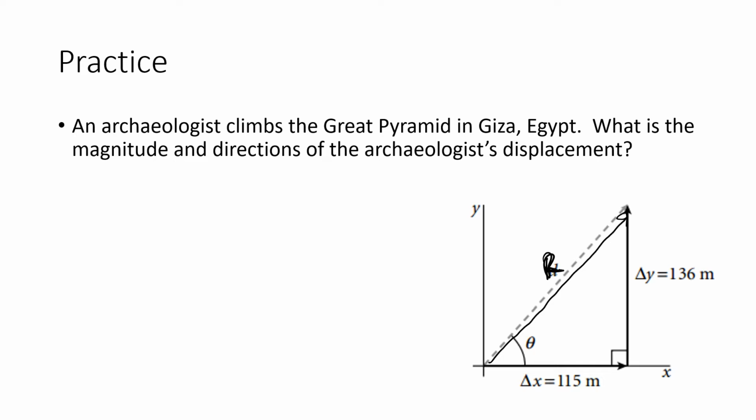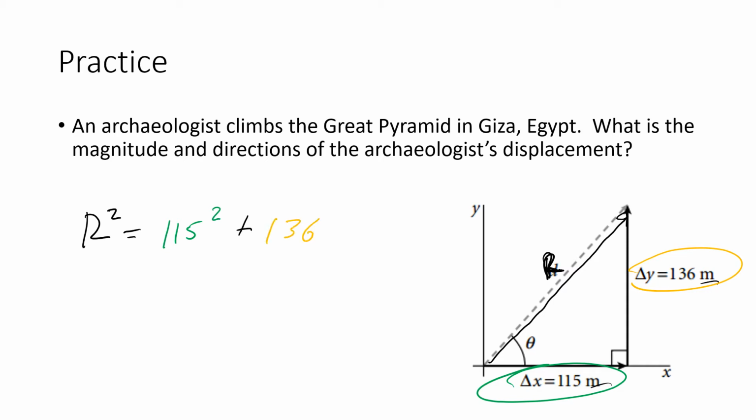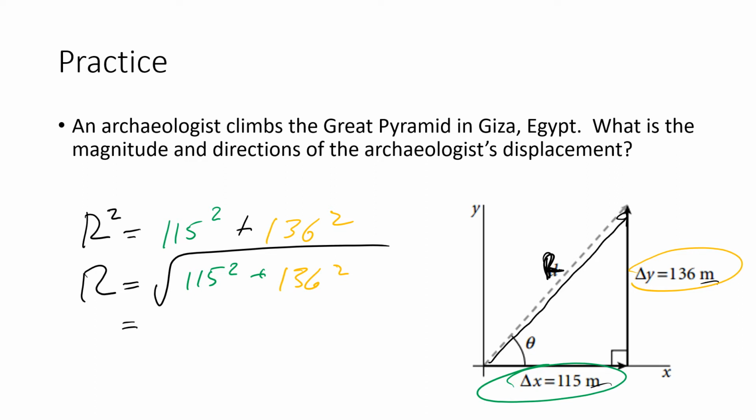Magnitude means you have a number and you also need a unit. Our units are going to be in meters. So what are we going to do? We have to use our Pythagorean theorem first. R squared equals my x component squared plus the y component squared. But remember, you have to square those. So r equals the square root of 115 squared plus 136 squared.